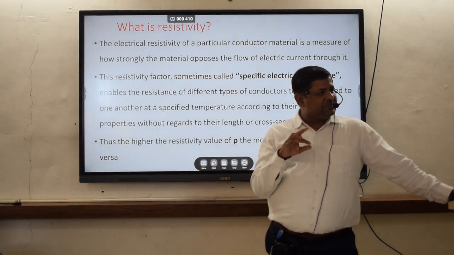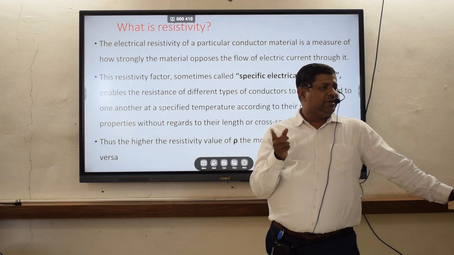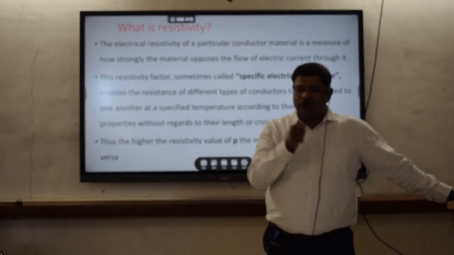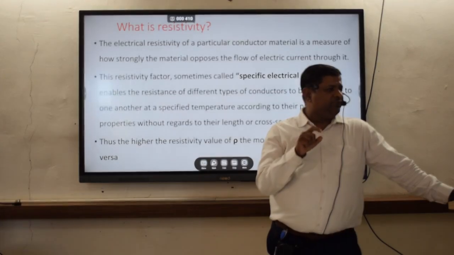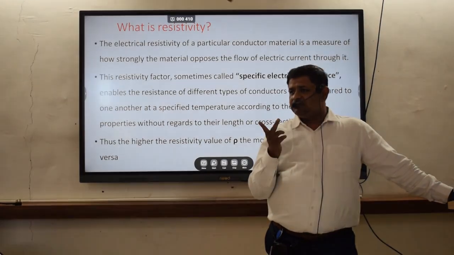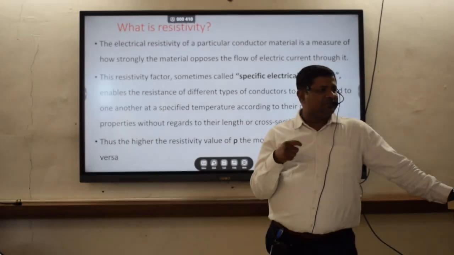Conductivity, in that case, is opposite to that. It is the ability of a material to conduct the flow of current, or to allow the flow of current through the material. Ability of a material, that is conductivity. So resistivity and conductivity are opposite terms if we consider.